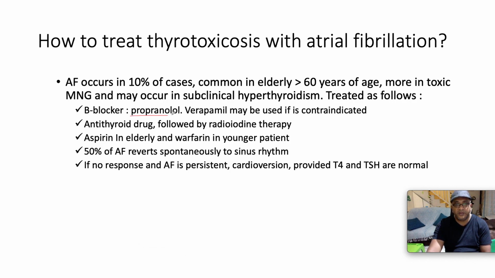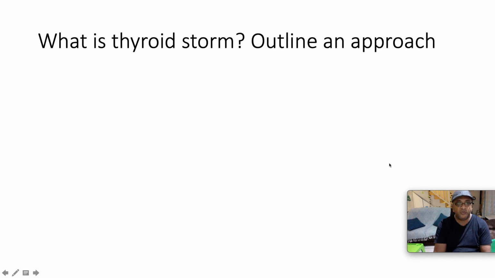So you can use propranolol, verapamil may be used if beta blocker is contraindicated. Then use the antithyroid drug followed by radioiodine therapy. Aspirin in the elderly, warfarin in the younger patient, you do a CHA2DS score. 50% of atrial fibrillation reverts spontaneously to sinus rhythm. If there's no response and AF is still persistent, give cardioversion, provided that the patient's T4 and TSH are normal.